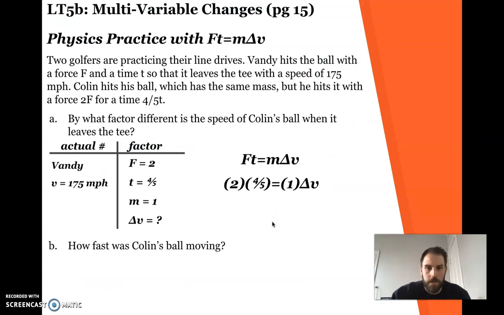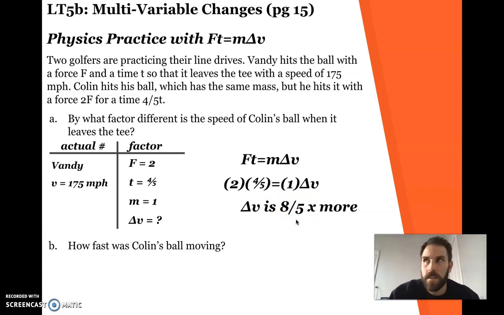So here's my equation. And my force, again, is twice as much. Time is 4/5 as much. My mass stays the same. Here's my delta V, and I'm going to just solve for delta V, which is really just 2 times 4/5. 2 times 4 is 8, and then 1 times 5 underneath is just 5, so it's 8/5 as much. So it's like saying 1.6 times as much in terms of how fast that velocity is going.